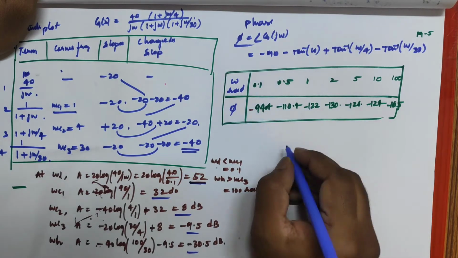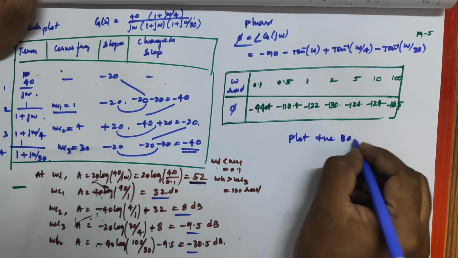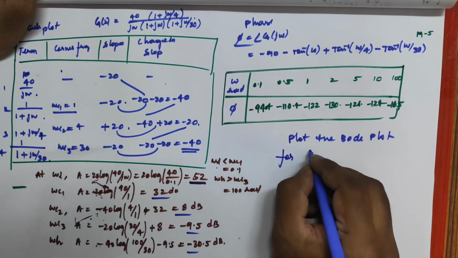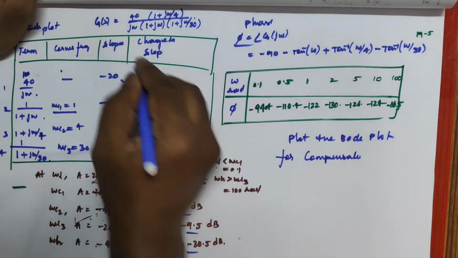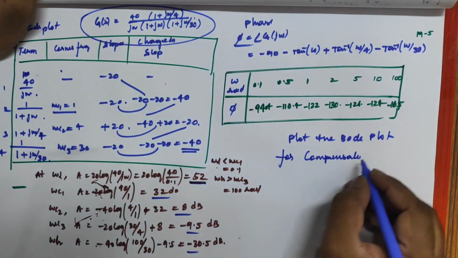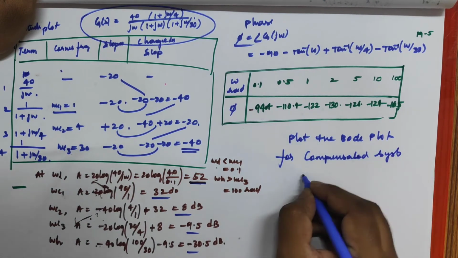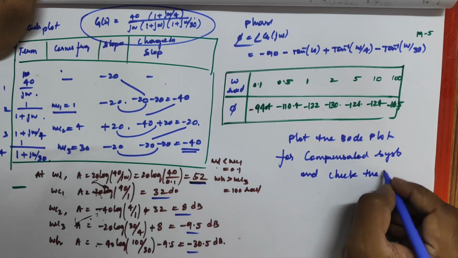Now we'll plot the Bode plot for the compensated system. So this is our compensated system obtained, and let us check the phase margin.